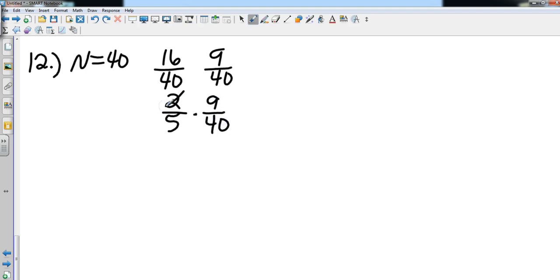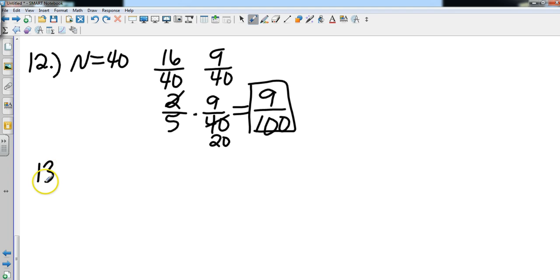I can also take that 2 into that 40 20 times, and now multiply straight across. That's going to give me 9/100ths, because I was selecting a black sock and selecting the blue sock. That is my reason for multiplication.